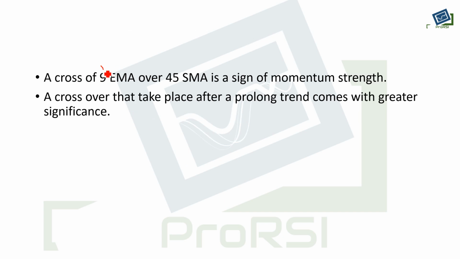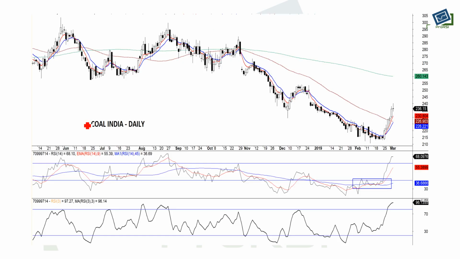Now, a cross of the 9 EMA over the 45 EMA is a sign of momentum strength, and a crossover that takes place after a prolonged trend comes with a greater significance. Now, let us look at that on a chart.